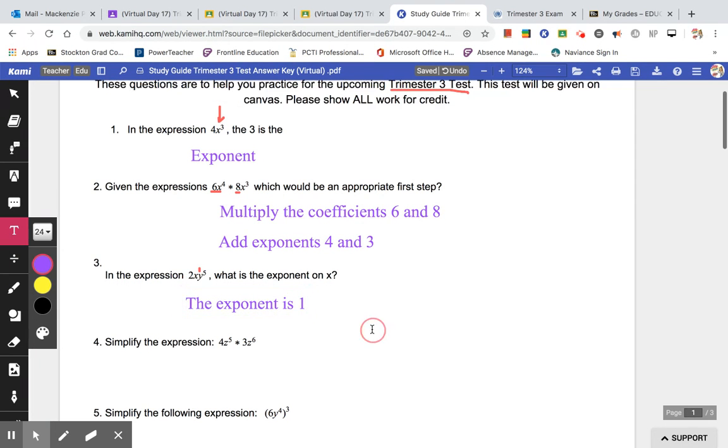Again, if you put 5, it's because you were confusing it with the y. And if you put 2, you actually put the coefficient. You didn't put the exponent. So since there's nothing there, the exponent is 1.